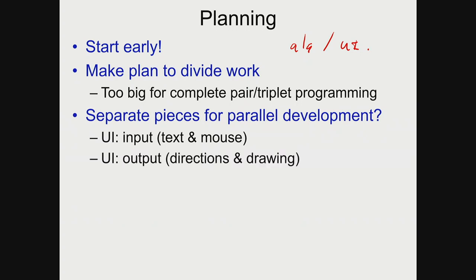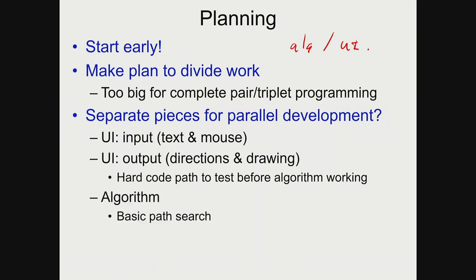The output UI is a separate task, and there's even a couple of pieces of it: giving directions, drawing the path, so you can split this a little more. To make sure you can test it before the algorithm's working, just make a hard-coded path. You might have to write a little bit of code to find that hard-coded path, or maybe you put a little code in your UI that when you click on an intersection, it tells you all the street segments attached to it. You can use that to find a path, and you can hard-code that. And then you have your algorithm.